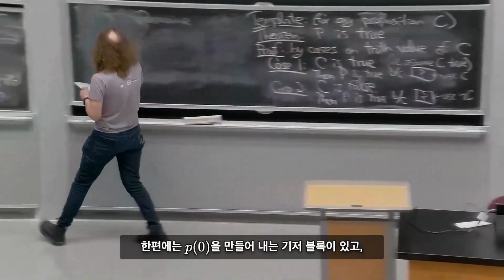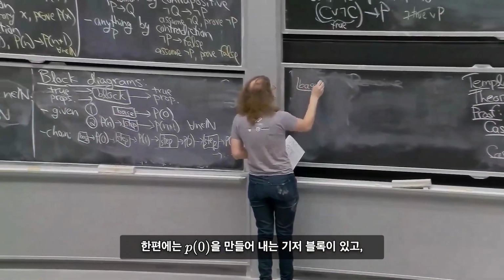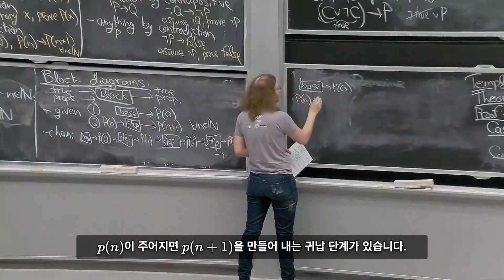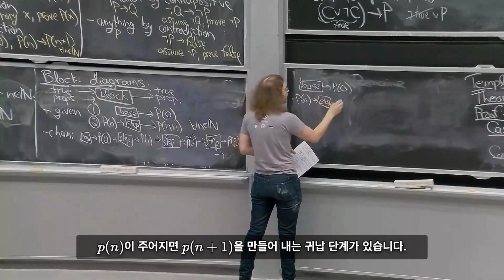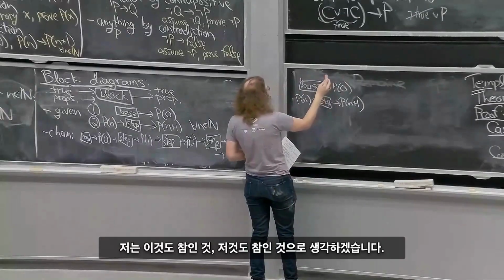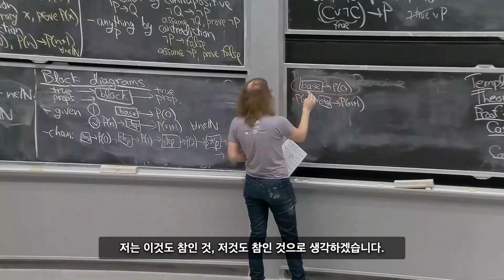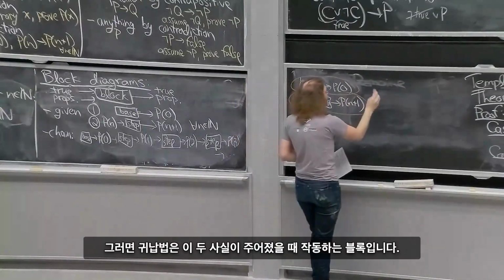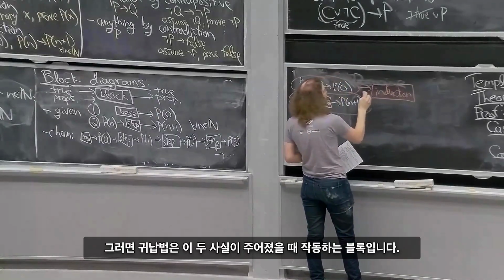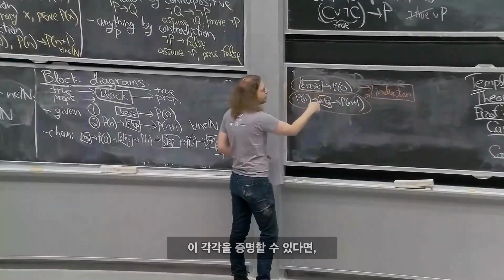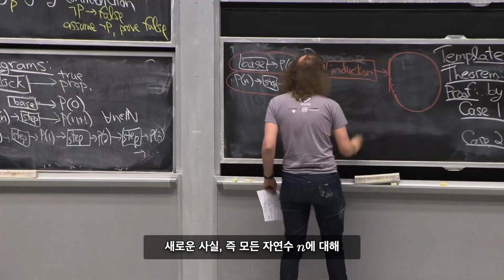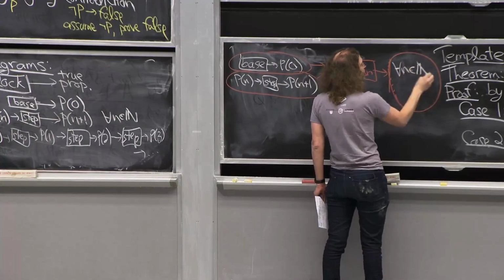So we have, on the one hand, a base block, which produces P of 0. And we have an induction step, which given P of n, produces P of n plus 1. I'm going to think of this as a thing that's true, and this as a thing that's true. And then what induction gives me is a block that, given these two facts, if you can prove each of these things, gives me a new fact, which is for all natural numbers n.